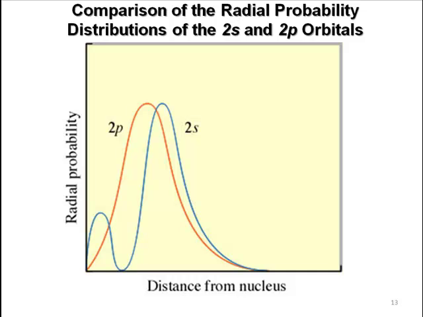Now, to show this in graphical form, this is what's called the radial probability. The distance from the nucleus is here, and the probability of finding them is here. So you see our 2p is actually closer to the nucleus than our 2s. For the 2s, here's this part, there's the node. Look at the node right there. 0% probability. It's not going to be found there.